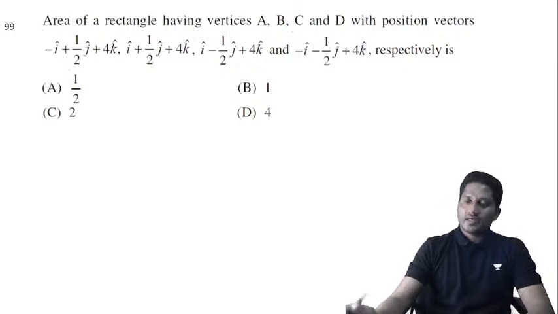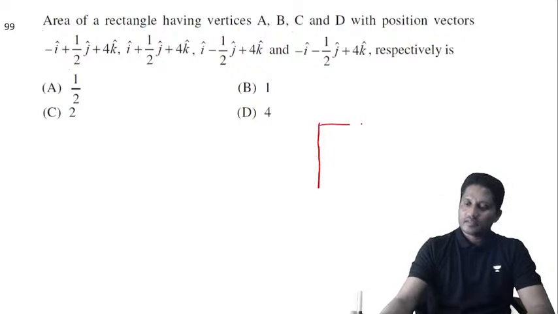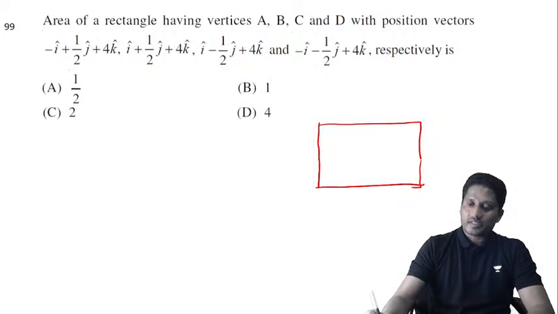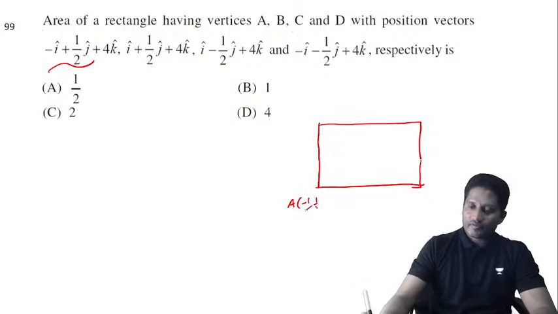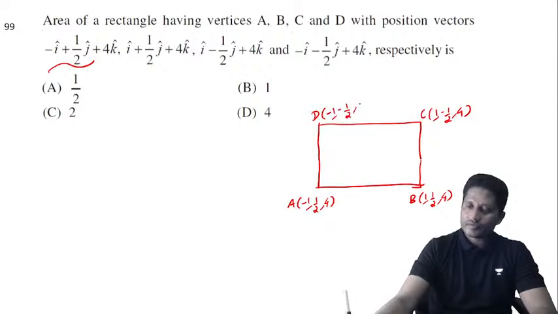Area of the triangle having vertices ABCD. So suppose you take the triangle, sorry, suppose you take the rectangle whose vertices are ABCD. If I take the vertex A, this is minus 1, half and 4. Vertex B will be equal to 1 comma half comma 4. Vertex C is 1 comma minus half comma 4. And vertex D will be minus 1 minus half and 4.